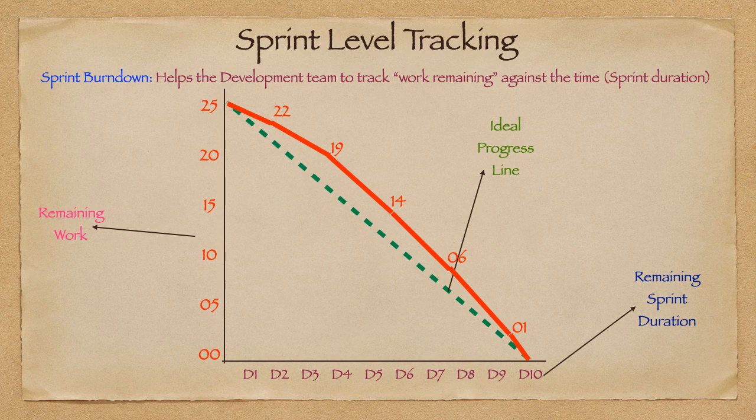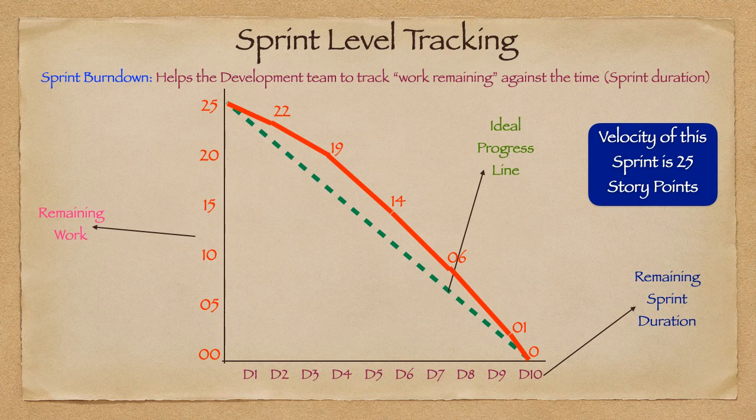So in this case the velocity of the team is 25 story points. Velocity is nothing but the cumulative story points completed at the end of the sprint. When I say completed, I mean the items that are meeting the definition of done.